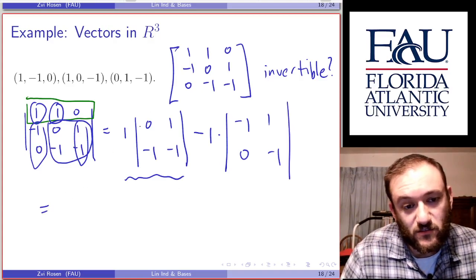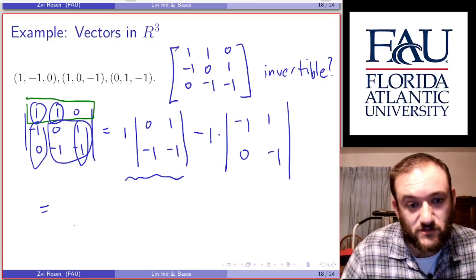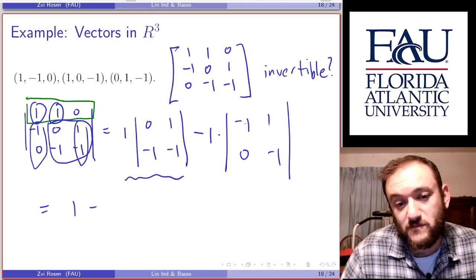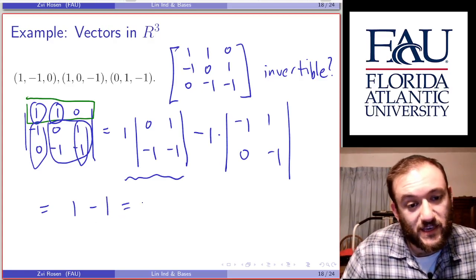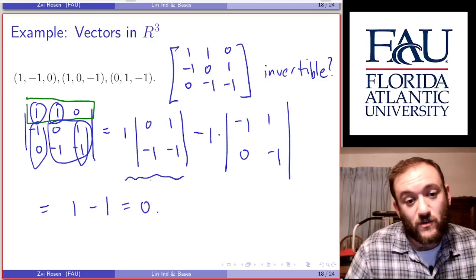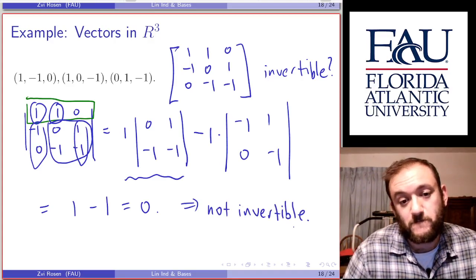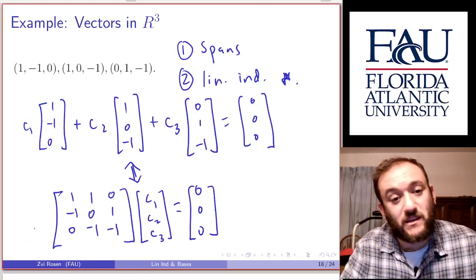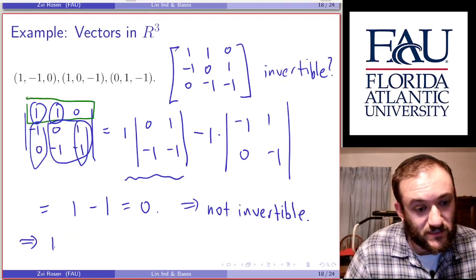Okay, and we can compute this explicitly. So it's 0 times -1 times -1, which is positive 1. So that's 1 minus, and then this one is -1 times -1 is 1, minus 0, so that's 1. So we get 0. So the determinant is 0, which means it's not invertible. Okay, so that means not only is this not linearly independent, it also does not span. So it's linearly dependent.